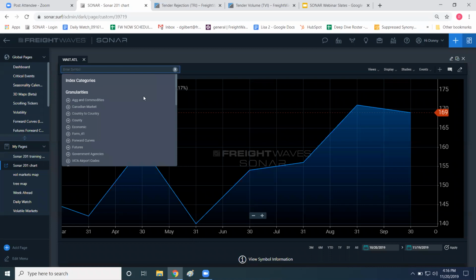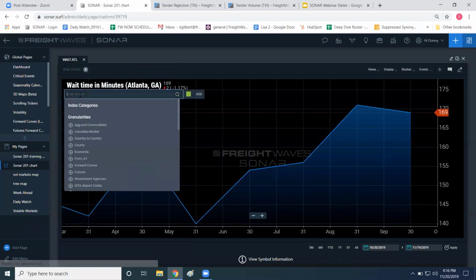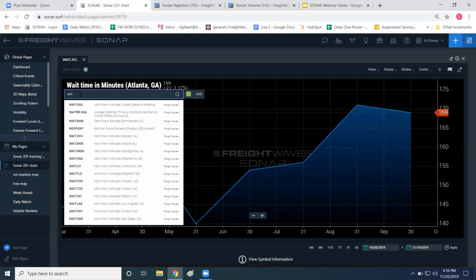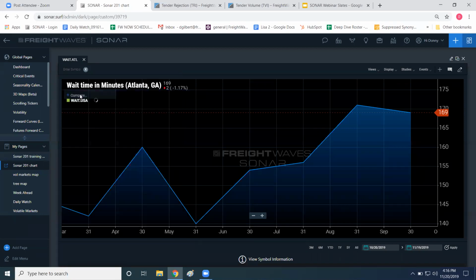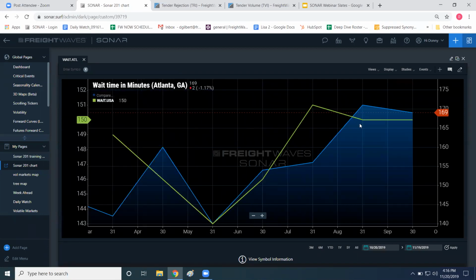We can look at this on a market level. We can compare that to the national level, which is 150 minutes. So Atlanta's 19 minutes above the national average right now. Both the national average and the Atlanta market trended upwards through June and July, and of course kind of flattened out through August and September.